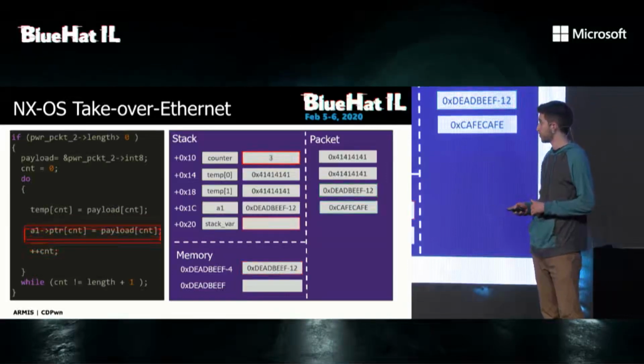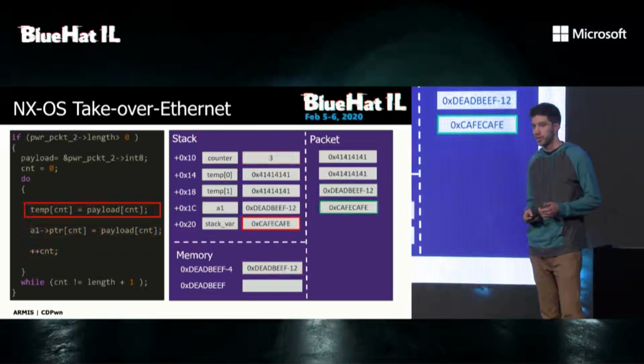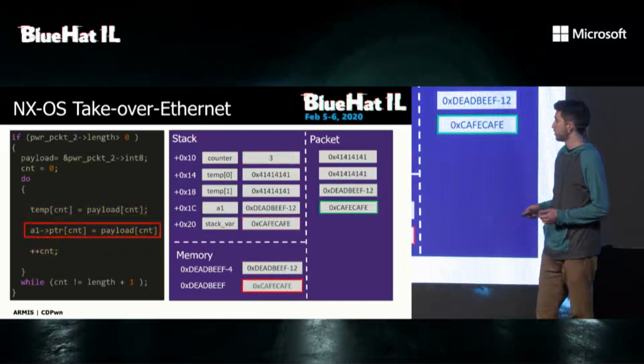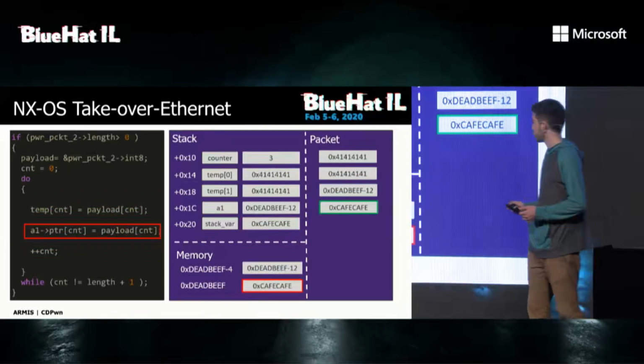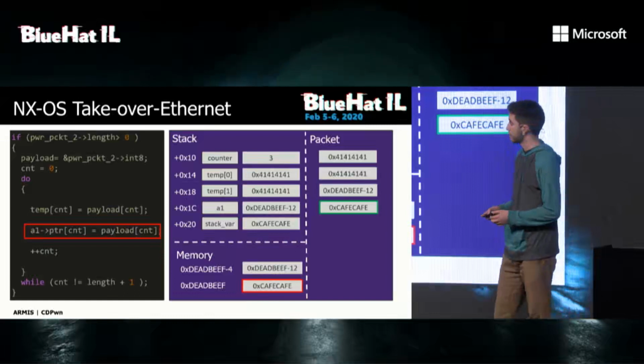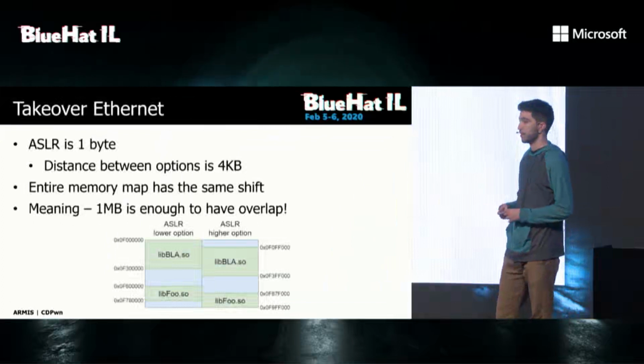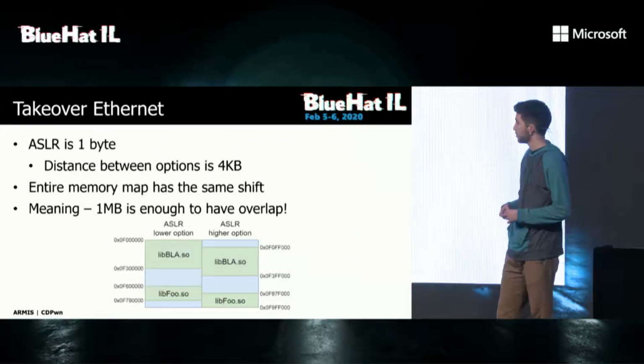Next step, we're going to increase the counter again. We're going to write cafecafe into the next stack variable, let's call it stack var. And after that, we get our desired write-what-where, cafecafe into the address deadbeef. So as we said, we were able to exploit it, and there's a nice trick that helps the exploitation.